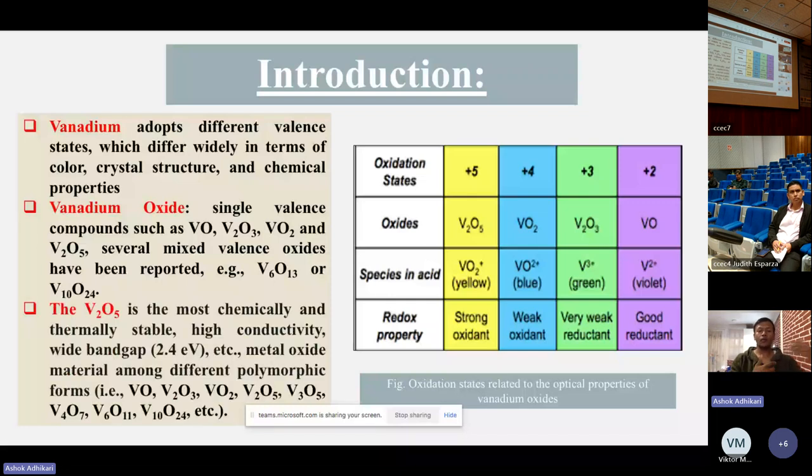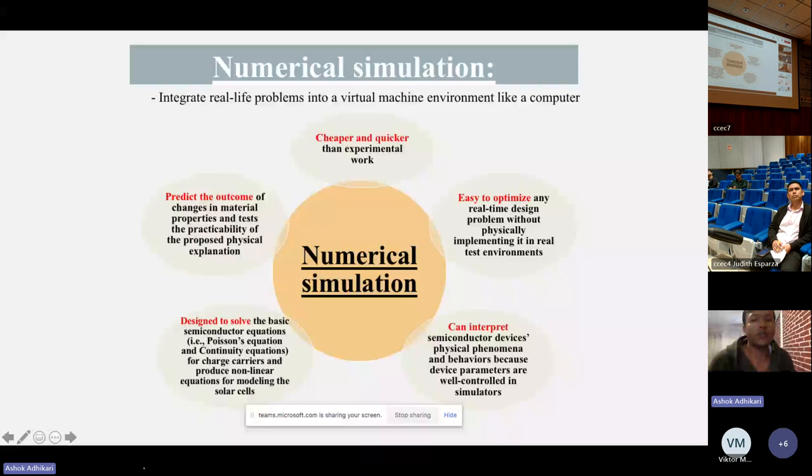So why V2O5? We are including it as the window layer for the CIGS solar cell because it has high conductivity and a wide band gap compared to the CIGS p-type absorber material, and it is also chemically and thermally stable. That's why we are choosing the V2O5 material. Here, what we are doing is simulating the CIGS solar cells. Numerical simulation is theoretical modeling that integrates real life problems into a virtual environment like a computer. It can interpret semiconductor behaviors and properties.